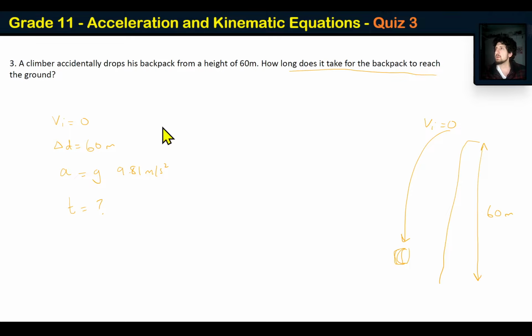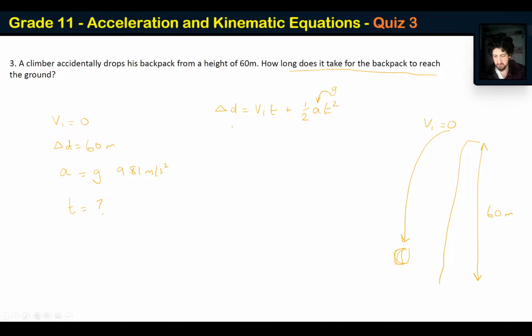Okay, so what we can do is we can say initially we need to work out the time. One way we can work out the time is by looking at the acceleration, and the acceleration equals 9.81. So let's have a look. We've got an equation here: delta D is equal to VIT plus half AT squared. Remember, A in this case is the same as G, which is acceleration towards gravity.